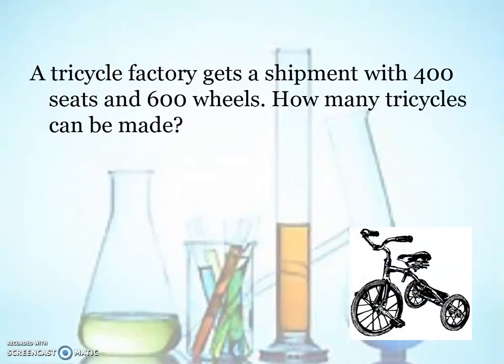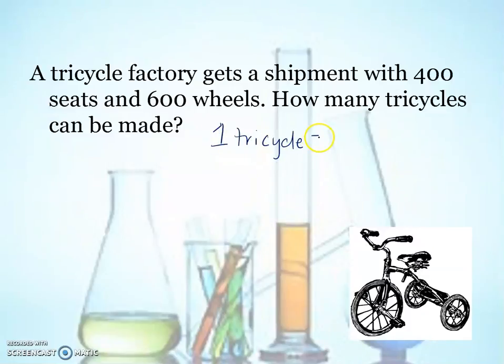All right, so a tricycle factory gets a shipment with 400 seats and 600 wheels. How many tricycles can it make? Now we're going to assume every single one of the wheels is the same size. I know they're not, but that's okay. We're going to assume. All right, so for one tricycle, let's write out our chemical equation.